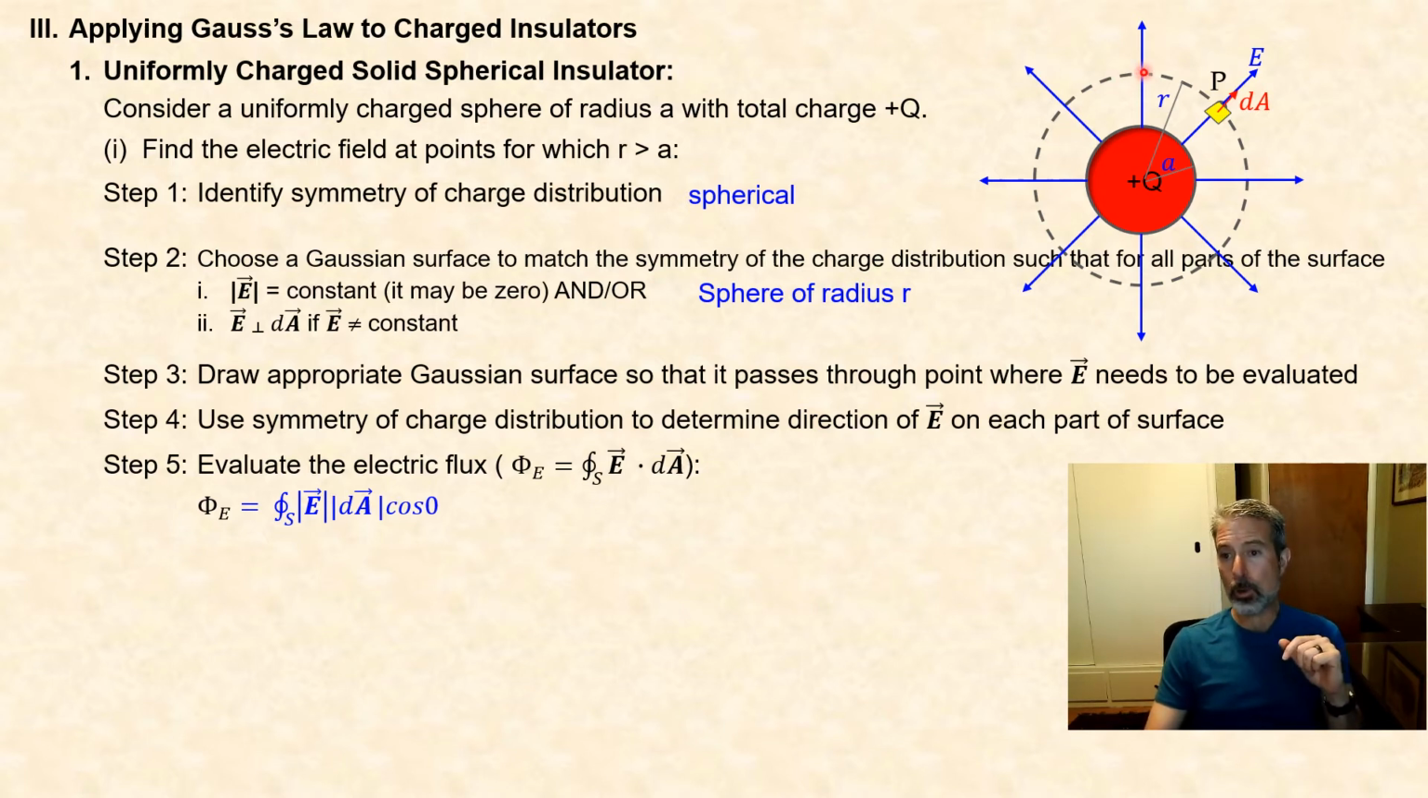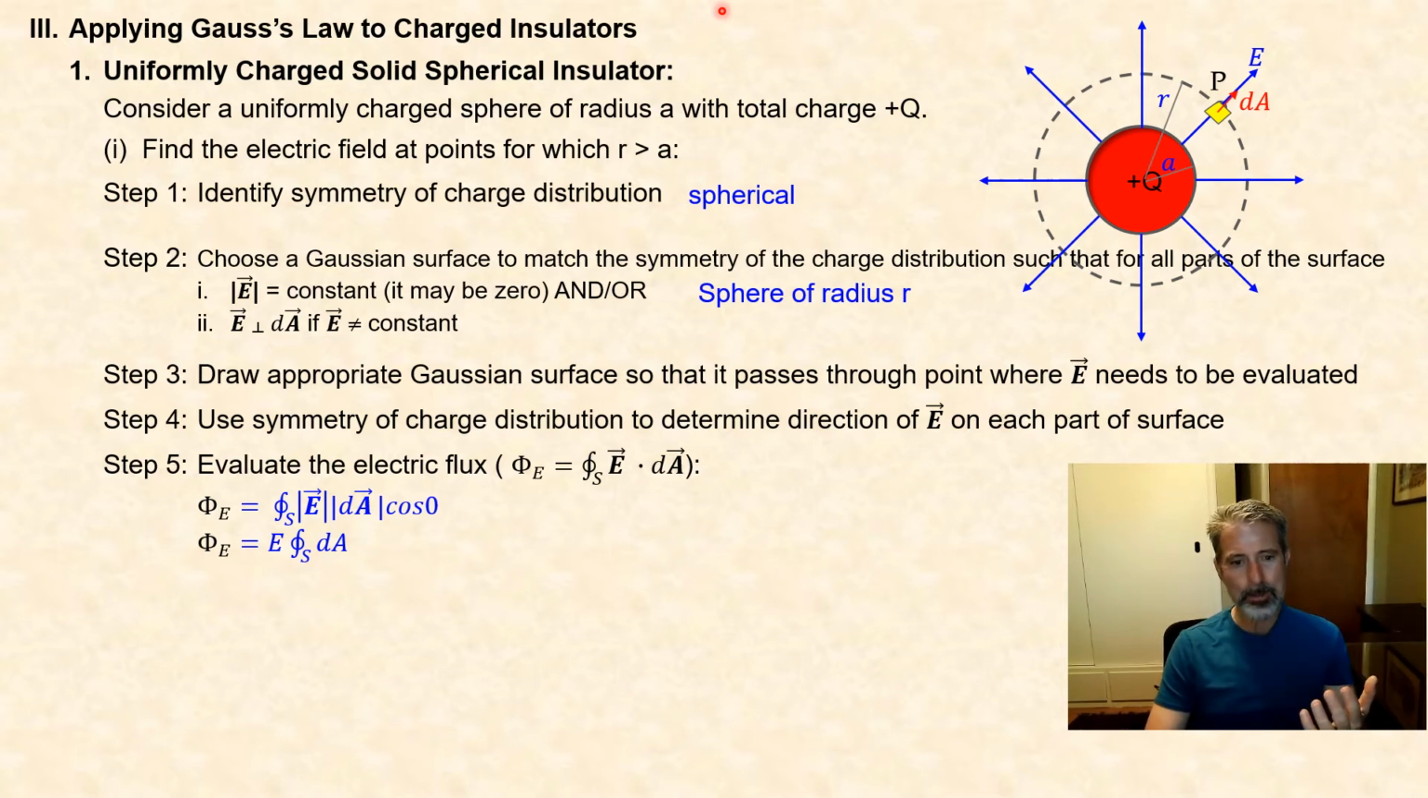Looking at my laser pointer, what I'm saying is that the magnitude of the electric field at this point will be exactly the same as the magnitude at this point, the same as the magnitude at this point, because each of those points is the same distance away from the charge distribution. So, given that, if E is constant over that surface, it can be taken outside of the integral. Like I said, this will always be the case with these chosen surfaces for these symmetries.